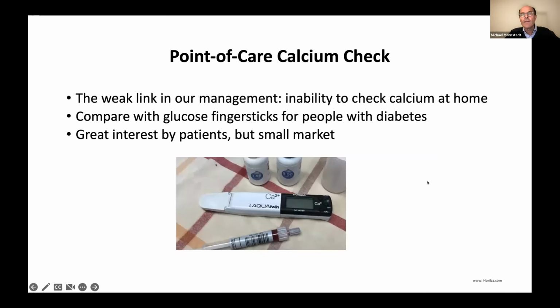All right. Well, so one weak link in our nice management here is, of course, the inability to check calcium at home, right? It's terrible. That's called a point of care calcium check, right? So you can do it at home. And this is kind of the normal thing with glucose finger sticks for people with diabetes, right? And so everybody's very interested in having such a thing at home, but that's not yet possible.